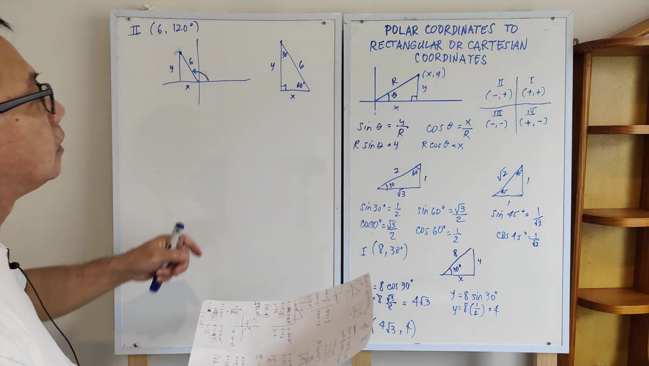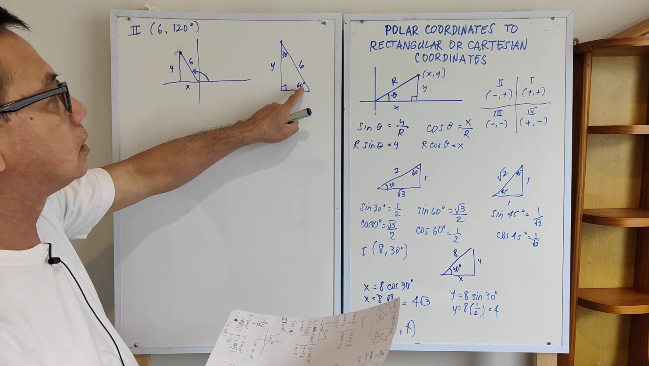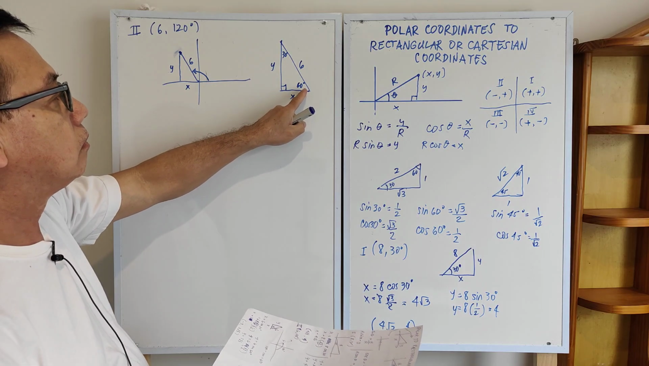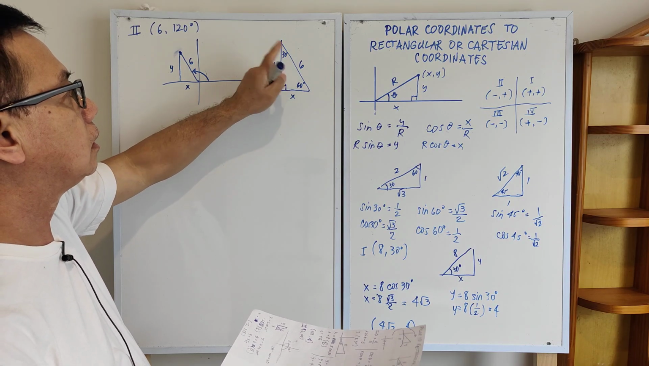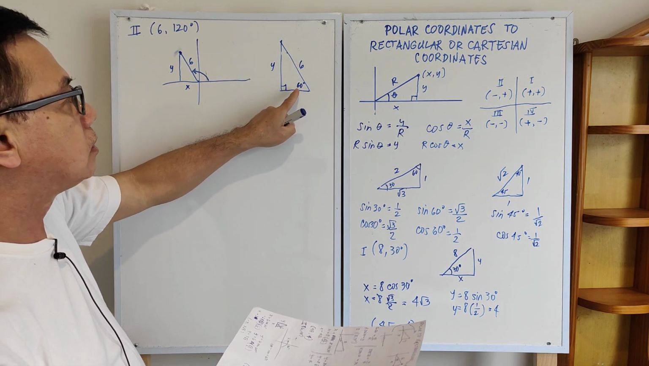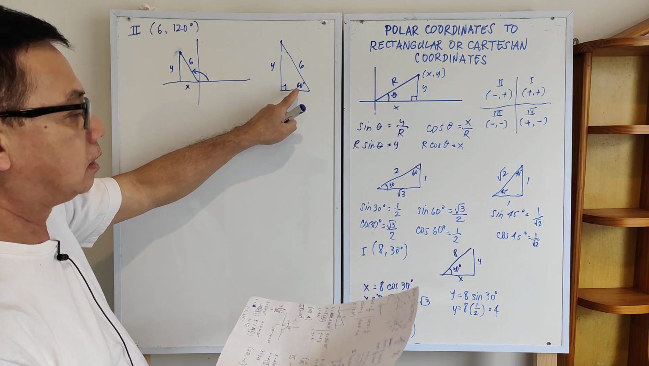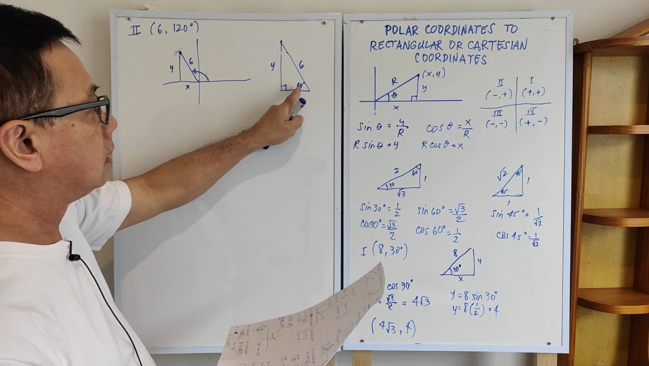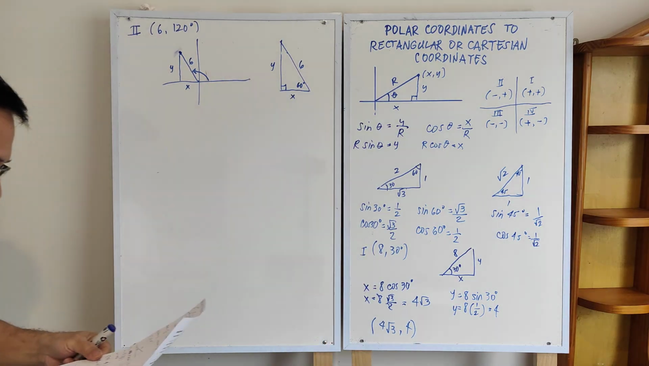Now, so we can just use the 60 degrees. So we don't need the 30 anyway. Yeah, I'll just remove it to avoid confusion. So we can solve for x and y using this 60 degrees and 6.